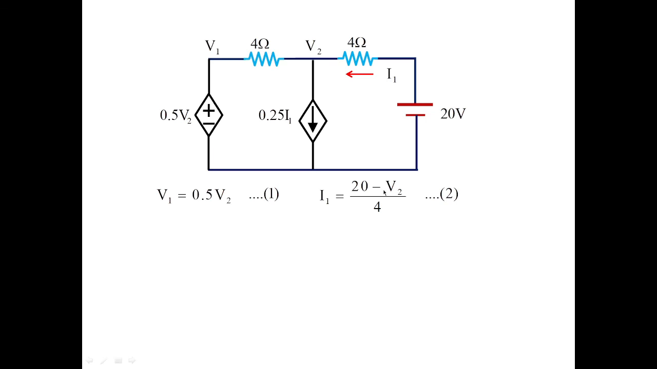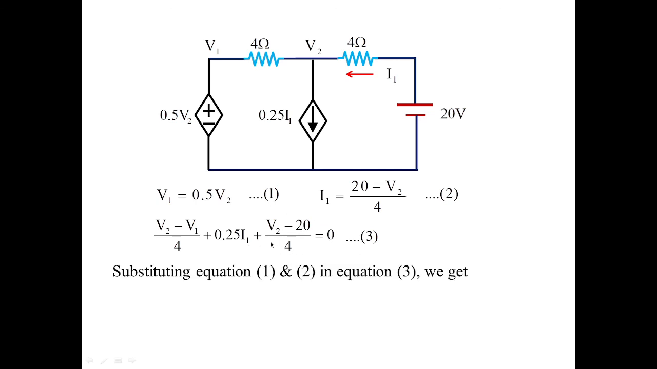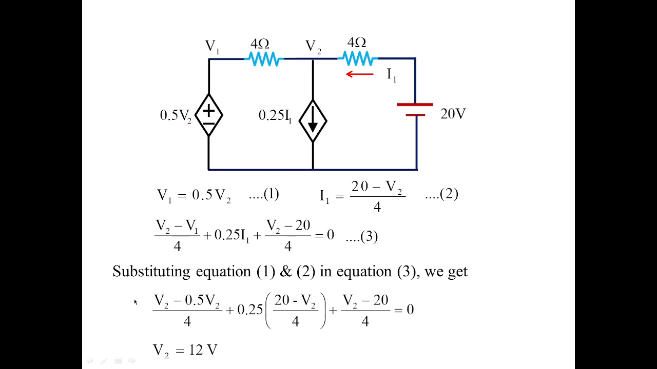Okay. Now substituting these two values in this equation, that is V2 minus V1 by 4, applying KCL here. This current is coming out of V2, so positive 0.25 I1 plus V2 minus 20 by 4 equal to 0. Now with these three equations, I'm going to get the value of V2, which is 12 volts, and V1 is equal to 6 volts. So you can cross check the result using mesh analysis or node analysis.